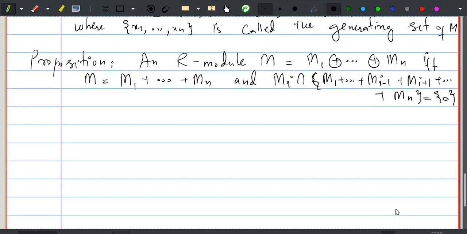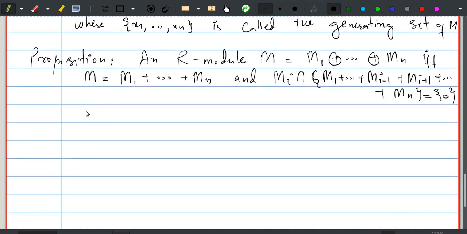So this should be true for all i where i varies between 1 and n. So in that case, M is said to be the direct sum of these modules. One should note here, we take the intersection of this Mi with all other Mj's where j is not equal to i, the sum of Mj's where j is not equal to i.